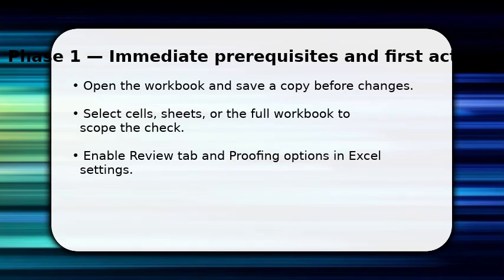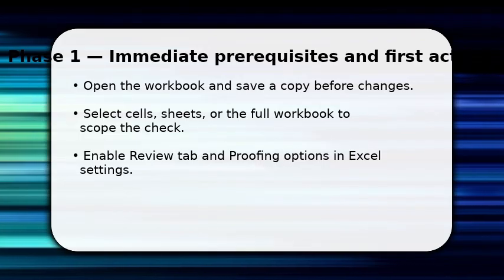Enjoy the video. You begin by securing your file, save a copy so edits are reversible. Then select the exact range, cells, a sheet, or the entire workbook, because Excel checks only the active selection. Open the Review tab and confirm proofing options are enabled.